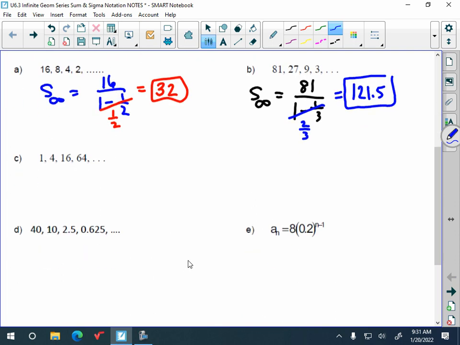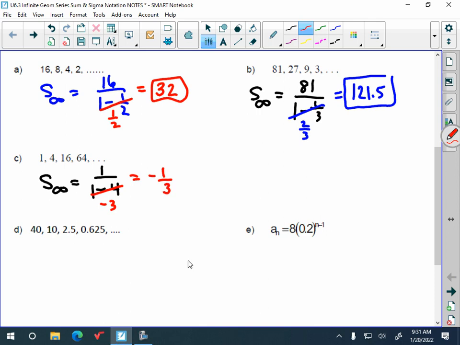All right, C. So a1 is 1 divided by 1 minus r. And so what's r? 4. All right. So you'll see that this answer isn't going to make sense, because 1 minus 4 is -3, and 1 divided by -3 is -1/3.